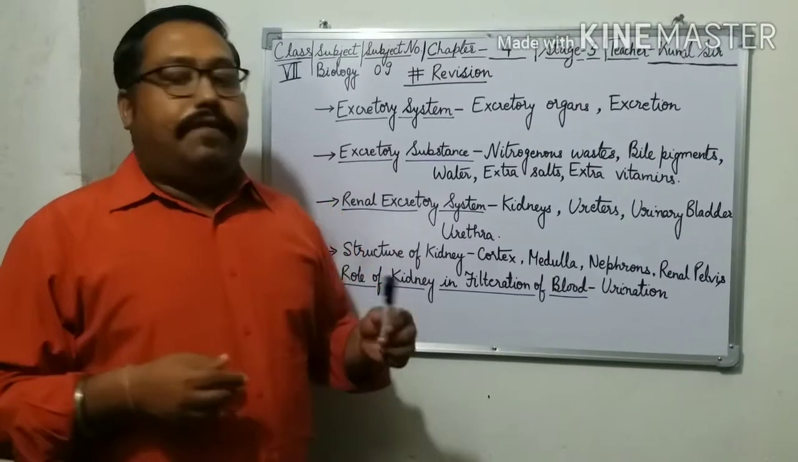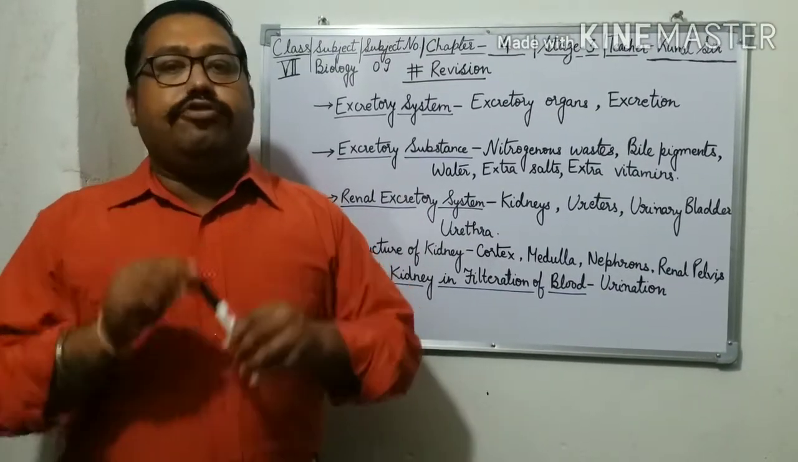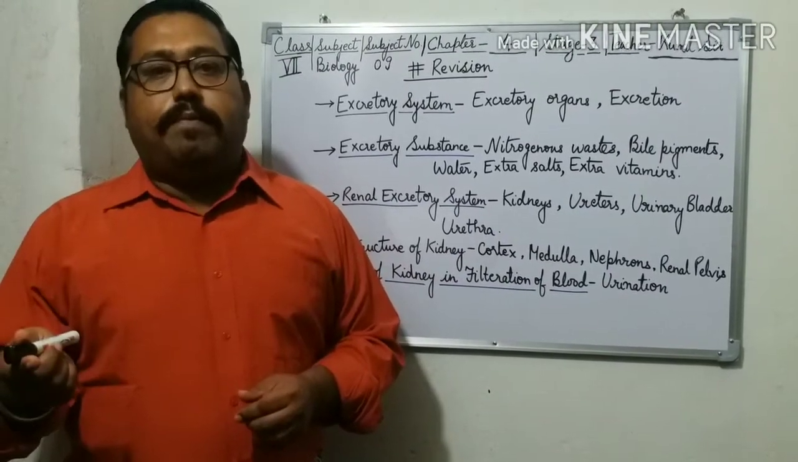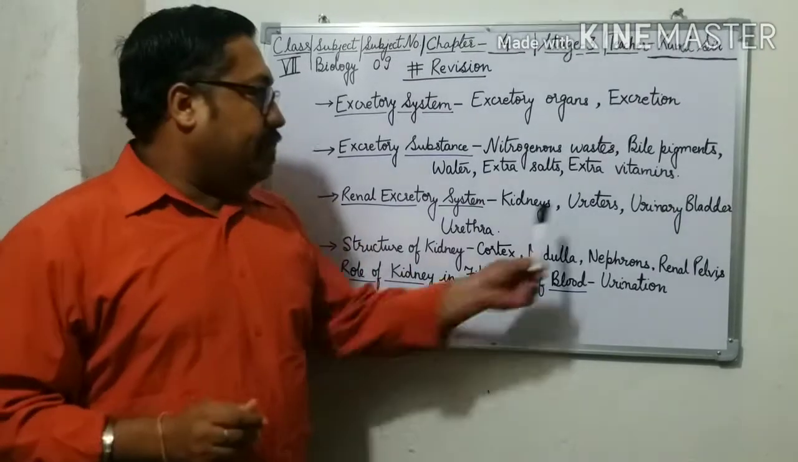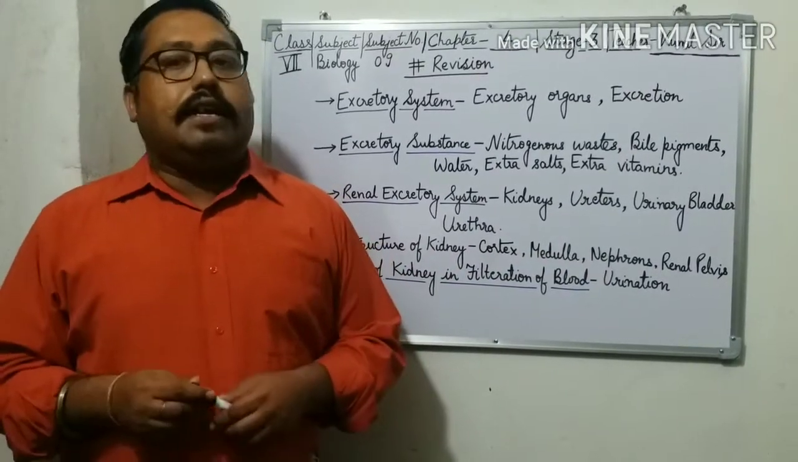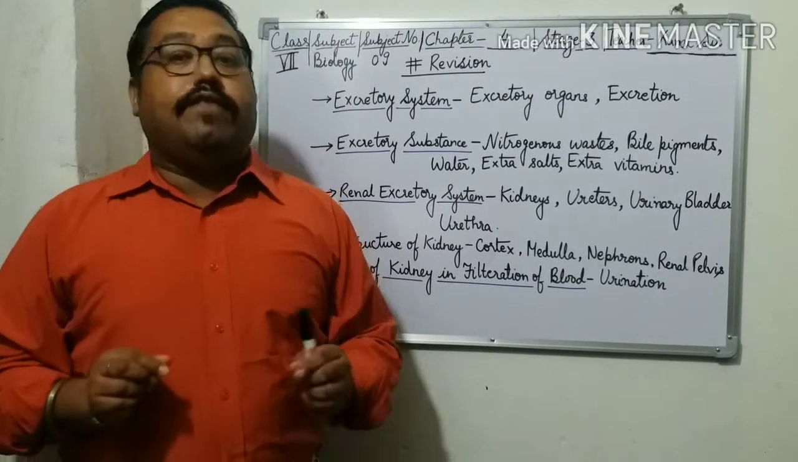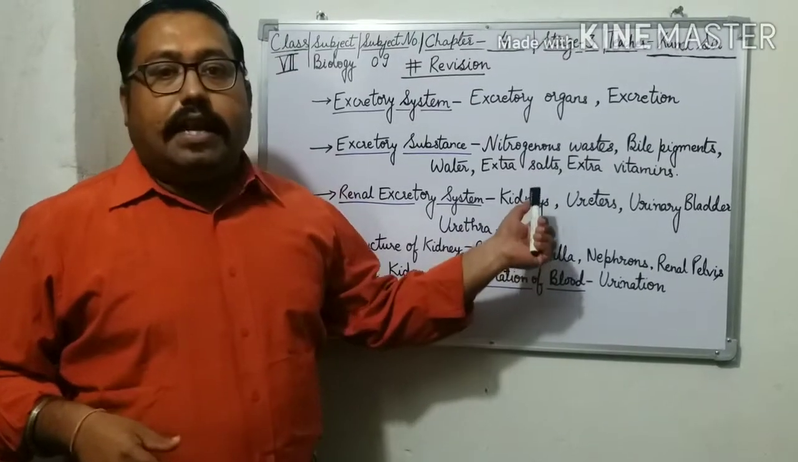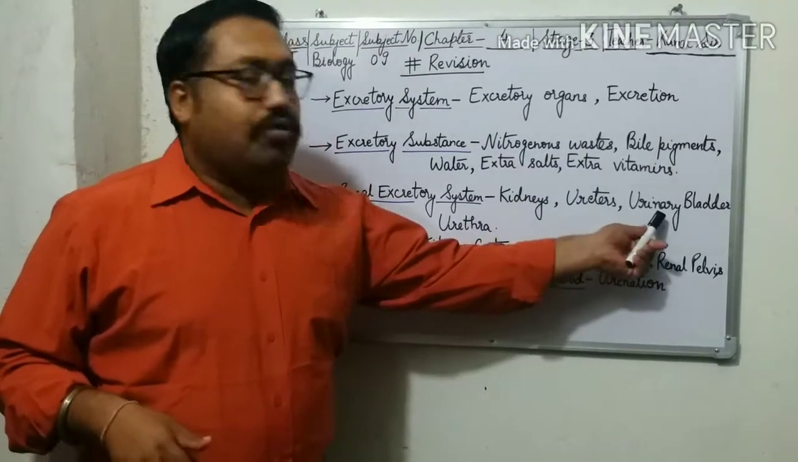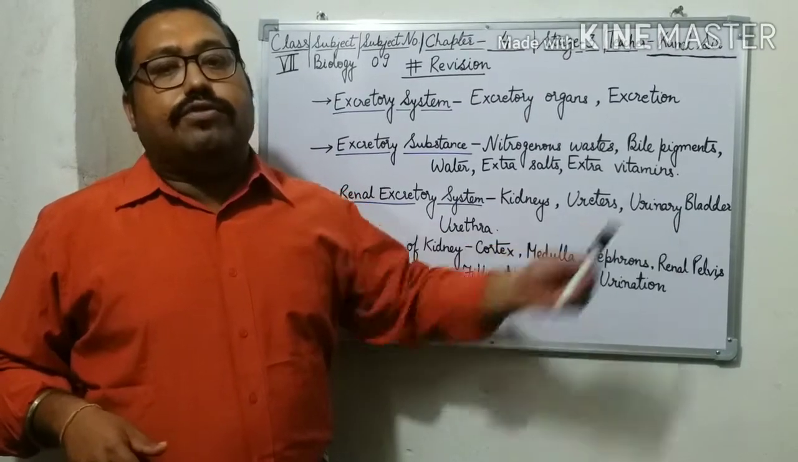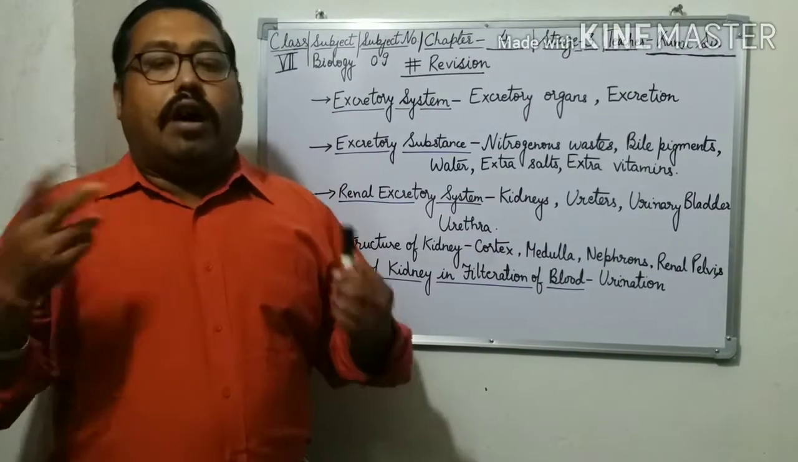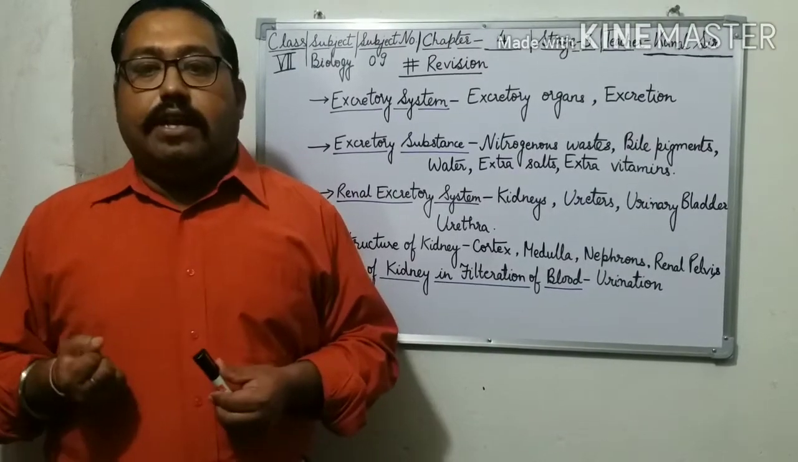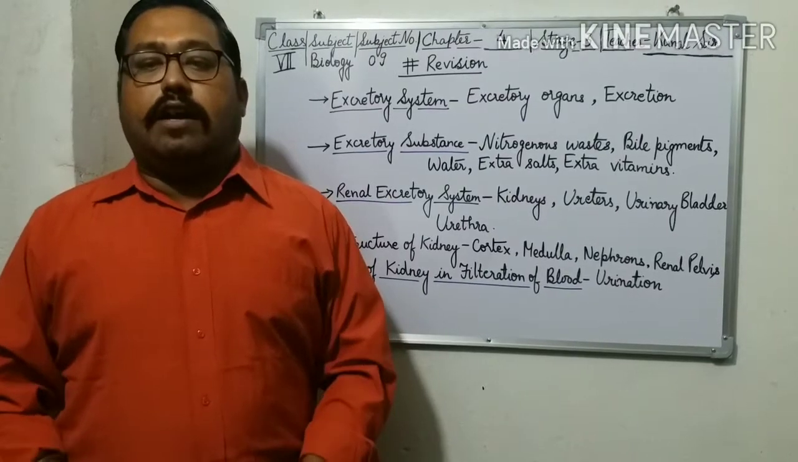What is their role? They filter impure blood and produce urine. What is the role of kidneys? Kidneys filter impure blood and produce urine. Then comes ureters. What do ureters look like? They are narrow tubes which carry urine, and they start from the internal part of the kidney and go to the urinary bladder. What is the urinary bladder? Urinary bladder is a muscular bag. It's a bag-like structure located at the bottom of our abdomen.